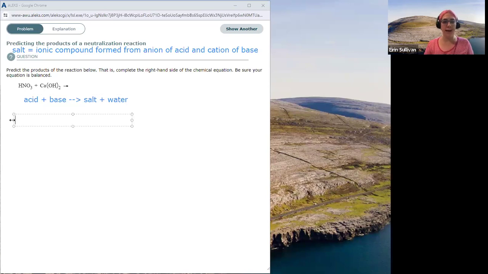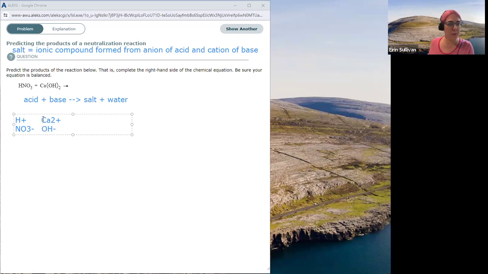Now, I know that for acids the bonding is molecular, but I'm going to treat it as if it's an ionic compound because I know that the acid is going to give up its H plus cation. So if I break apart the nitric acid, I can find that the anionic component is the nitrate anion, NO3 minus. And then I'm going to do the same thing for my base, which will break apart into the calcium 2 plus cation. And we have two of the hydroxide anions that are being liberated.